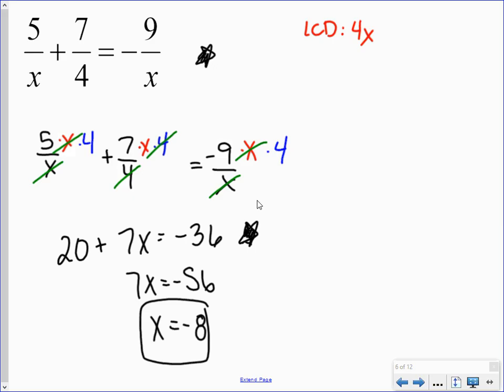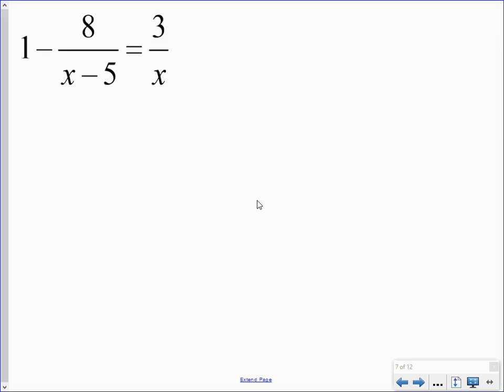Let's try another one. 1 minus 8 over x minus 5 equals 3 over x. And again, when I write this down, I would write it with lots of space for myself. So as I'm copying it into my notebook, it will look something like this.